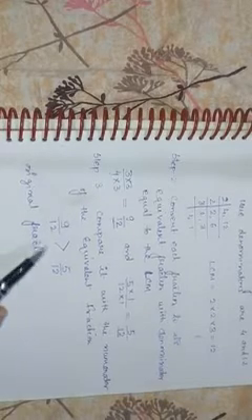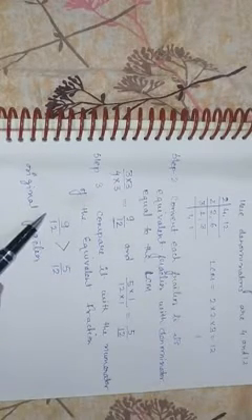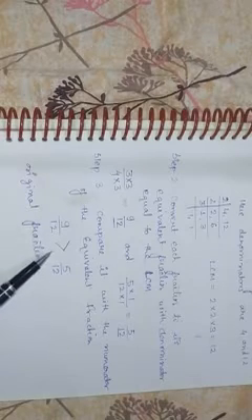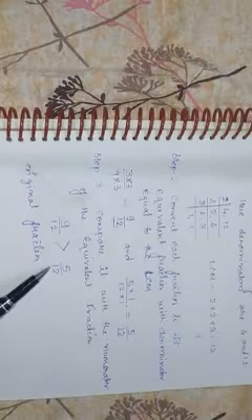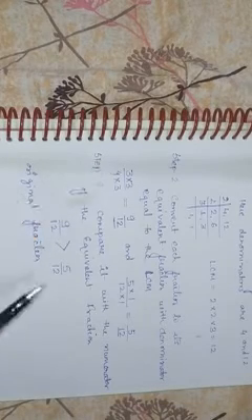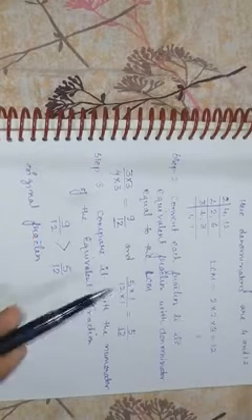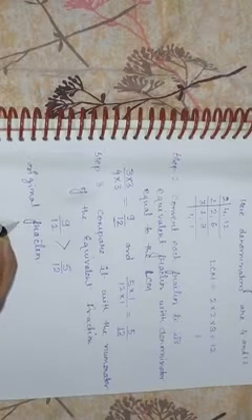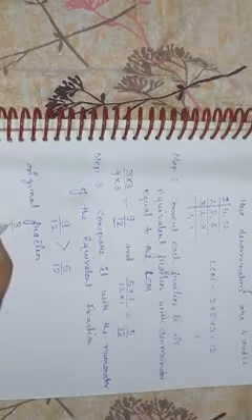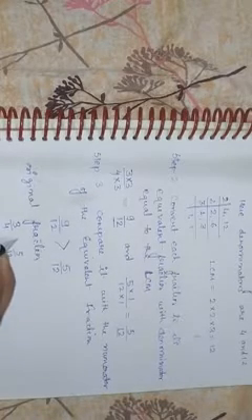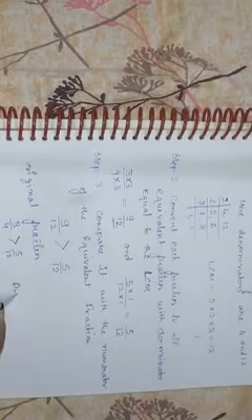Original fraction. Now in place of the equivalent fraction, just write the original fraction. 9 upon 12 comes from 3 by 4. 5 upon 12 comes from 5 by 12. So in place of 9 upon 12, we write 3 by 4. And in place of 5 by 12, we write 5 by 12. So in this way, 3 upon 4 is greater.